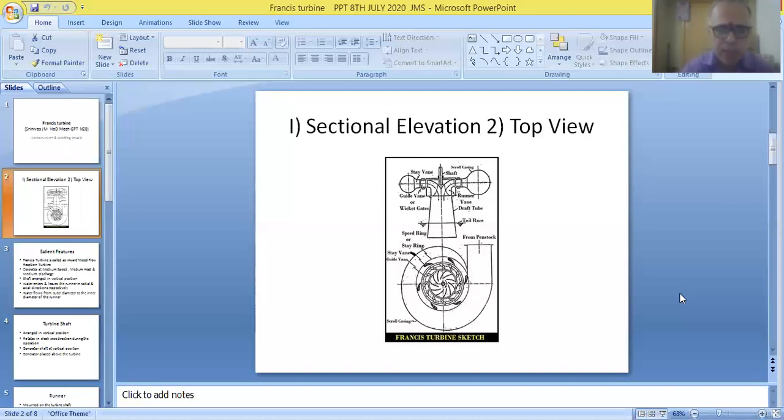It will be less than atmospheric pressure. So therefore, negative pressure will be developed at the outlet of the runner. So this is a very dangerous development, because of negative pressure, the problem of cavitation will arise.